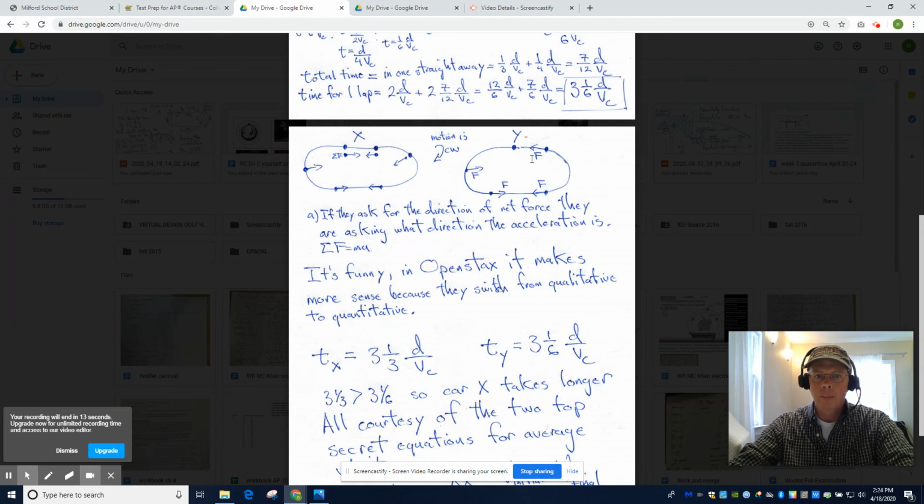For Y, in the middle half of the track, it's not speeding up or slowing down at all. So there is no net force. And here it's slowing down, speeding up, slowing down.